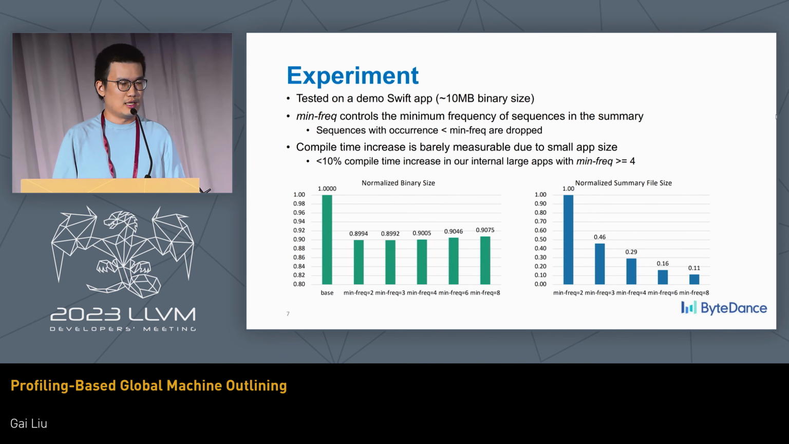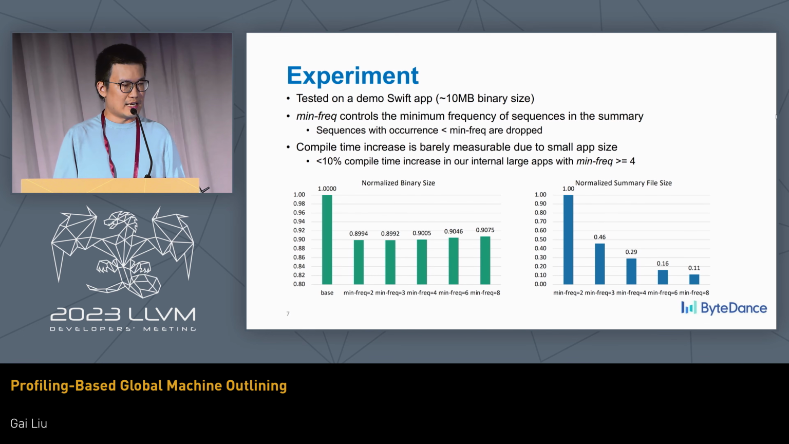So here we did a quick experiment on a demo Swift app. This is relatively small, with only around 10 megabytes binary size. And we vary the min sequence frequency parameter to see its effect on both the summary file size and the binary size. On the right-hand side, we can see that with a min frequency of 8, we can reduce the summary size by almost 10 times compared to the baseline where the min frequency is 2. And on the left side, we see that the binary size can consistently reduce by around 10%, even with a min frequency of 8.